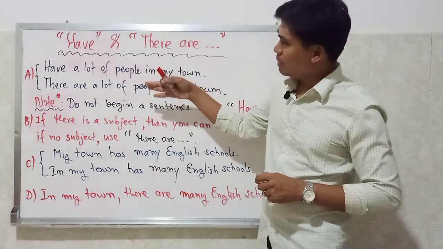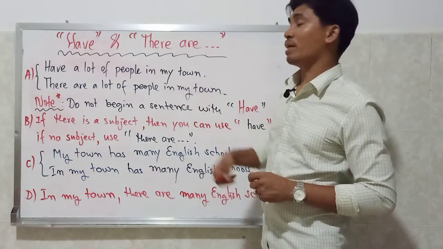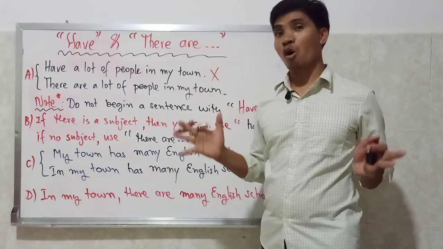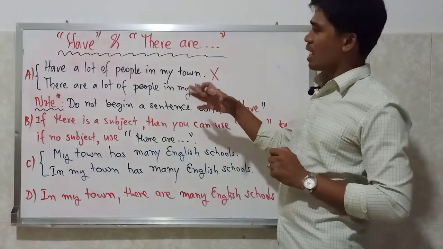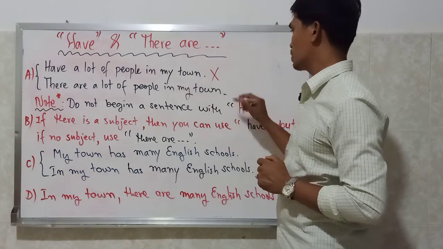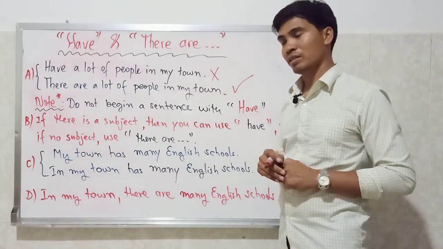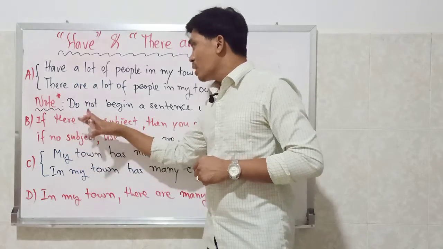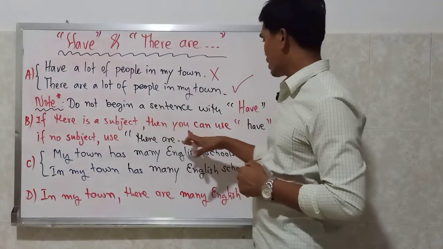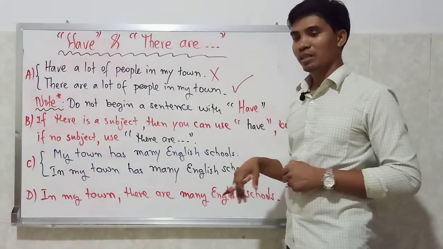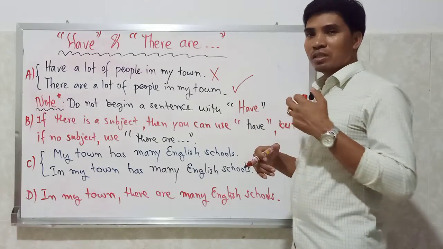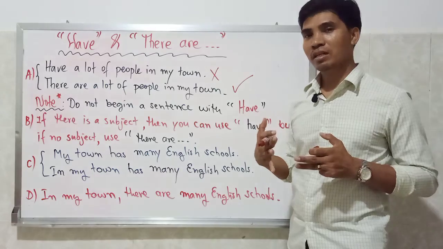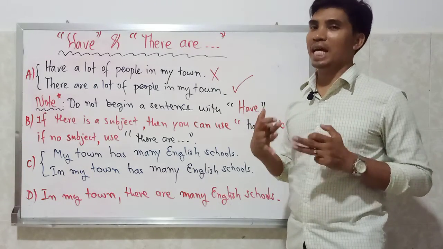"Have a lot of people in my town." This one is really wrong. "There are a lot of people in my town." That is correct. Look at the note here: do not begin a sentence with "have." That is something you have to take into account. So never start a sentence with "have."